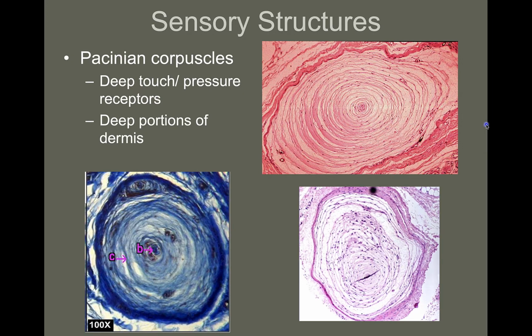Now our Pacinian corpuscles, they sort of look like an onion chopped in half, and these are going to be deeper in our dermis, and they're going to sense deeper touch. So they are pressure receptors. So if someone is poking you, you're going to be triggering these Pacinian corpuscles.